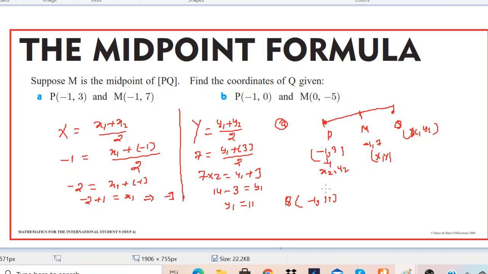Hope it's clear now. We have discussed the midpoint formula and the application of the midpoint formula.